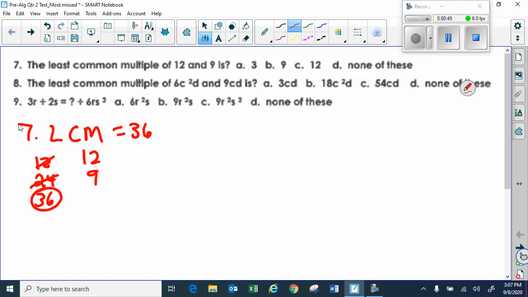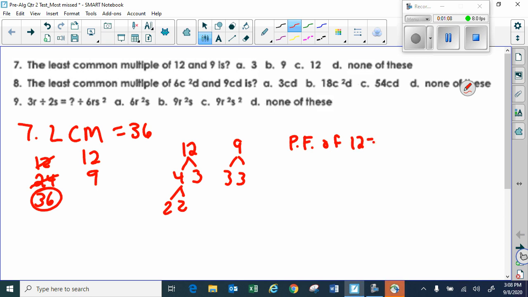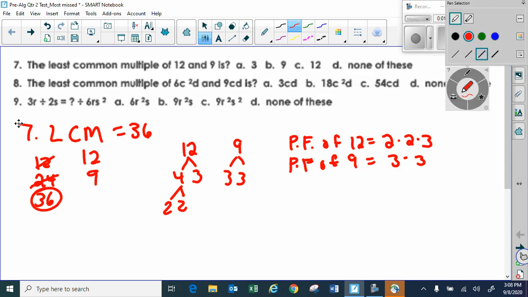Now, if you don't want to do it that way, you can break it down with prime factorization. Okay, so we have prime factorization of 12 is 2 times 2 times 3. And the prime factorization of 9 is 3 times 3. And then what you do is you look for common numbers in each. Well, there's only one common pair right here.